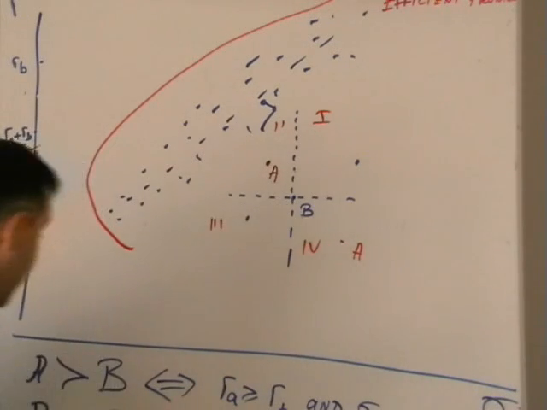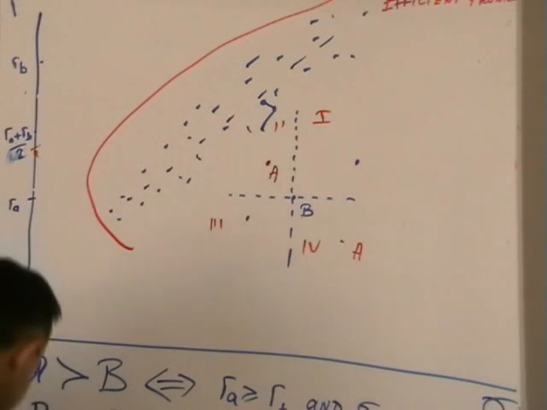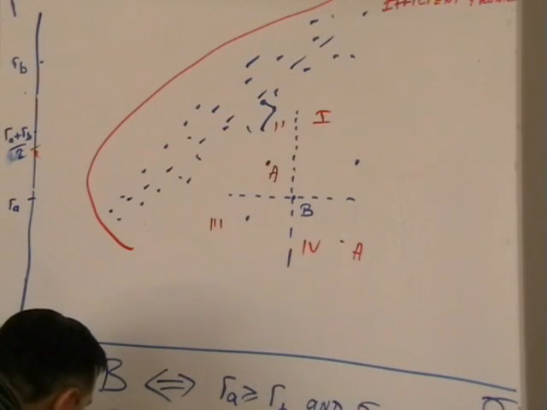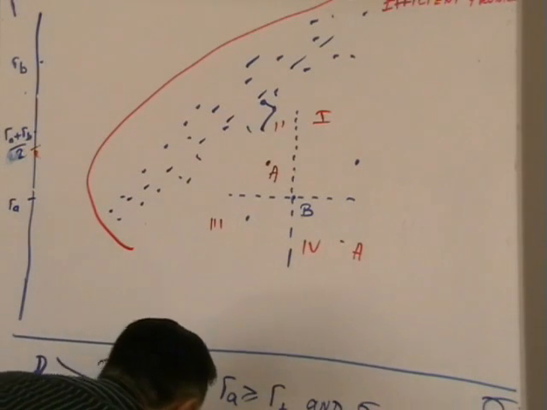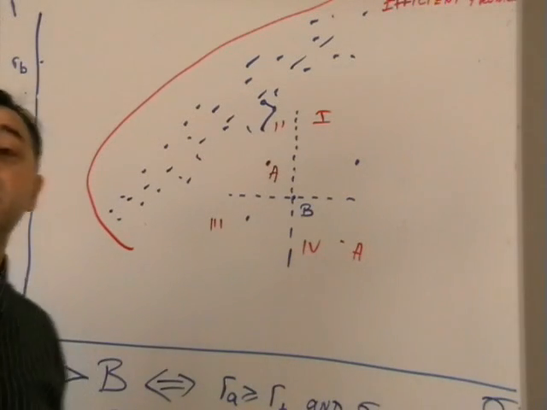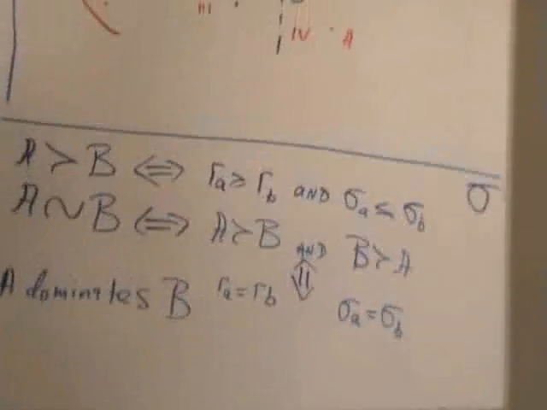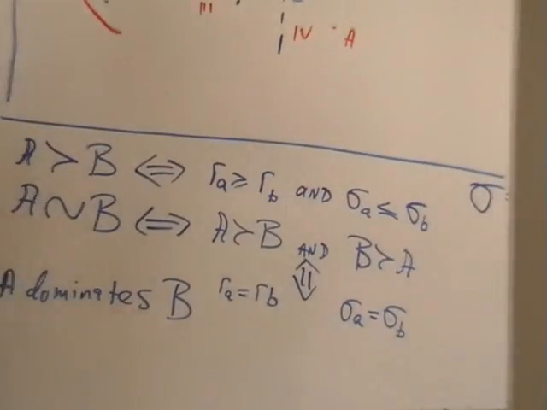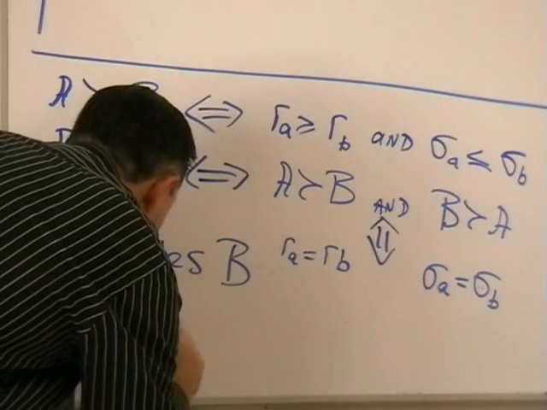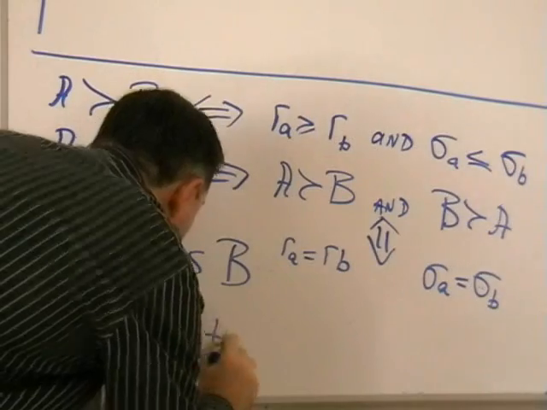Alright? So, now we said that A dominates B. Now we get to the next concept. You have to zoom in a lot. And then you say that A is efficient.